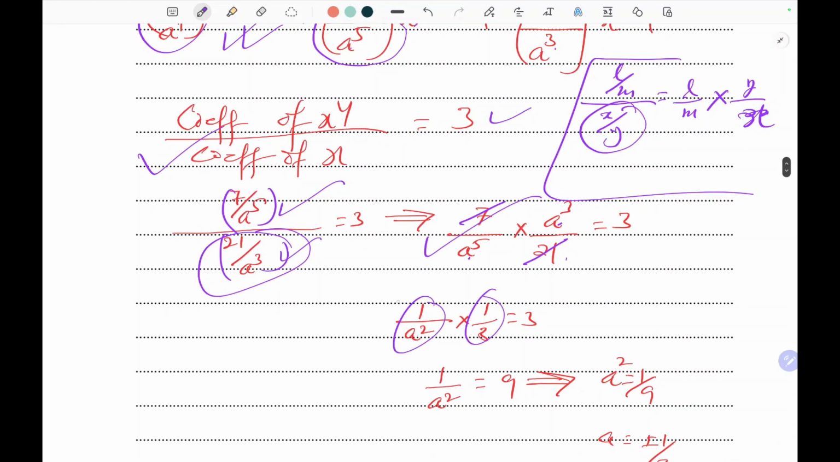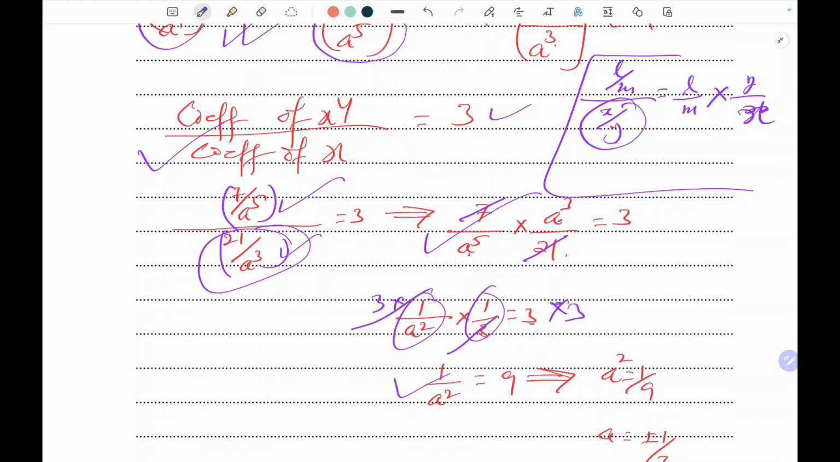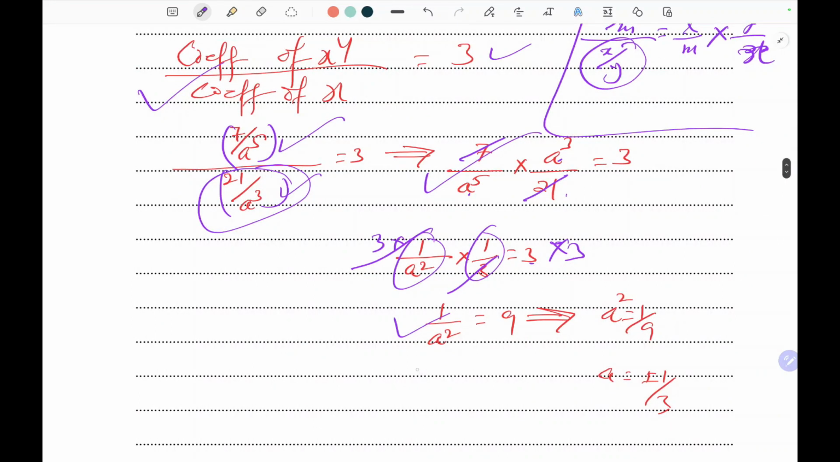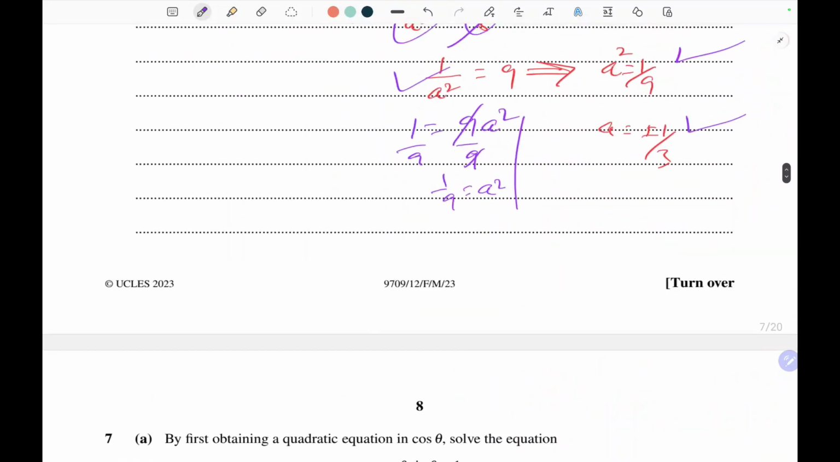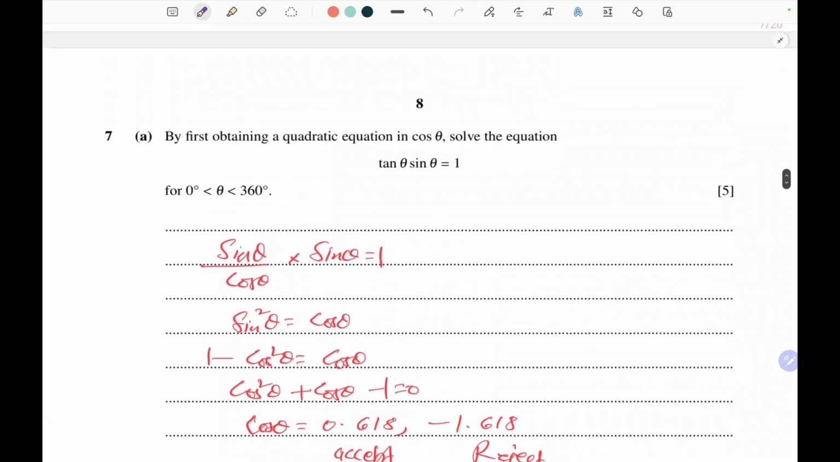Now just multiply 3 here and 3 here. This 3 and 3 cancel, you will get 1 over a squared; 3 times 3, that's 9. So here you can write 1 equals 9a squared, then divide by 9 on both sides, 9 and 9 cancel, 1 over 9 equals a squared. So a squared is 1 over 9, a is plus minus 1 over 3. Okay, so the question was to find the possible values of the constant a, which is plus minus 1 over 3.